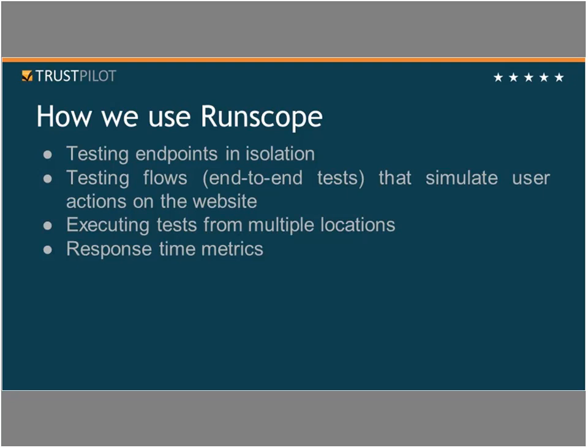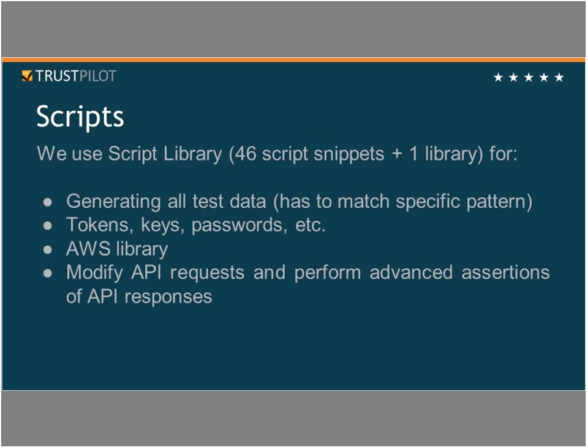And then we are also using response time metrics. We set a threshold for the test, and if for example the API response is returned within a specific threshold, then it's fine. If it's not, then we need to inform the corresponding team about that. And now I will talk about the features of Runscope which are used by us.